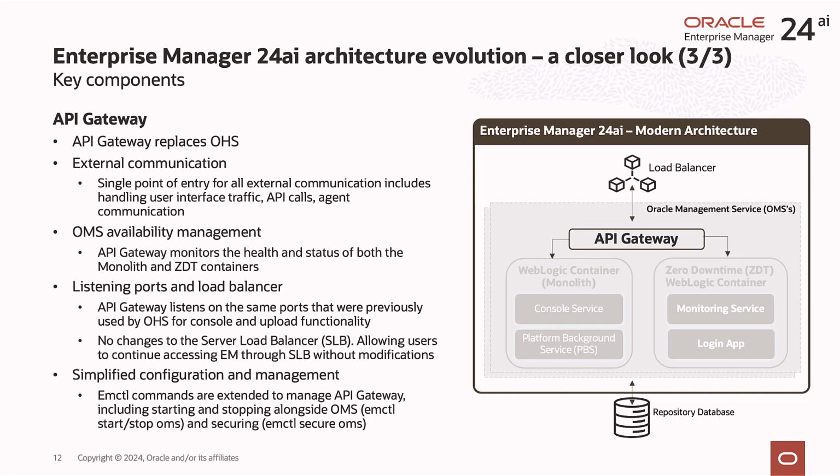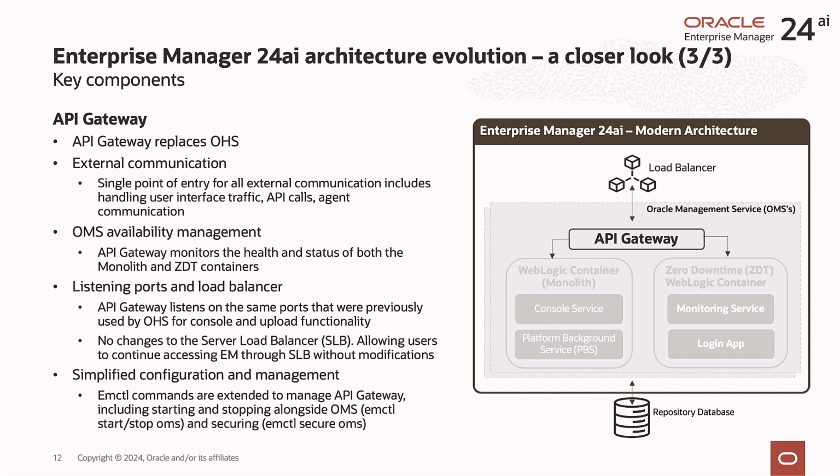Also, when it comes to the listening port and load balancer, to ensure a smooth transition, the API gateway uses the same port that was previously managed by OHS for console access and upload functions. Since we are replacing OHS with the API gateway, there is no need to change any configuration at the load balancer level. That means users will continue to access the URL without any modifications to the load balancer configuration.